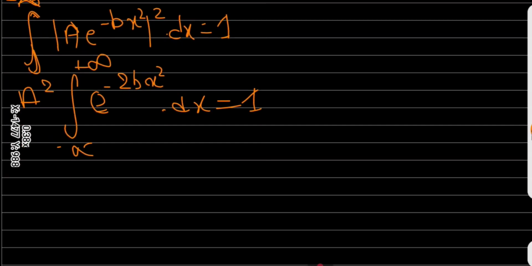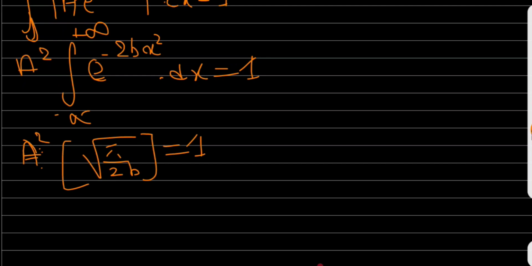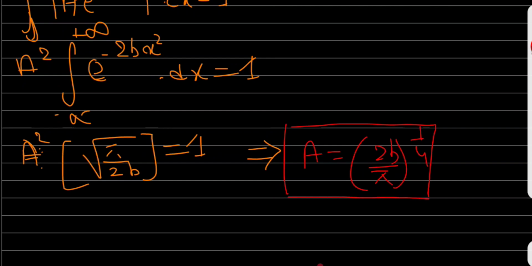This is a Gaussian integral, and its solution is A squared times root of pi by 2b, and it equals 1. It means after further calculation, A equals (2b by pi) to the power 1 by 4. This is the value of A, and this is your normalization constant.